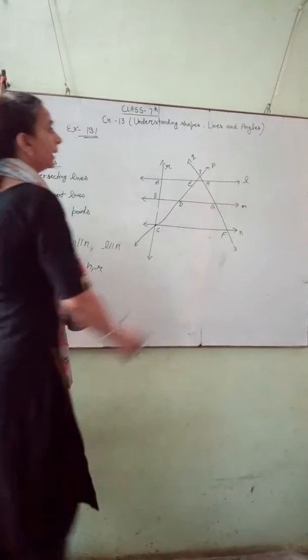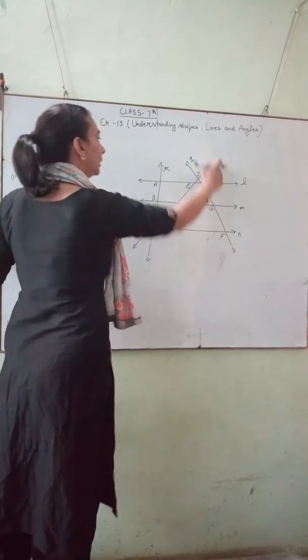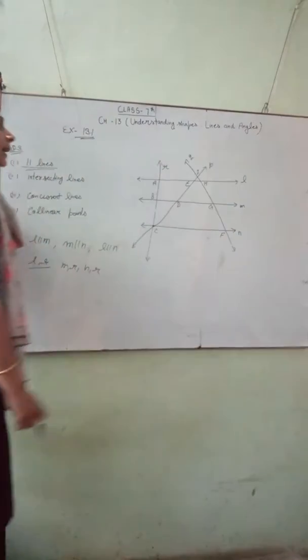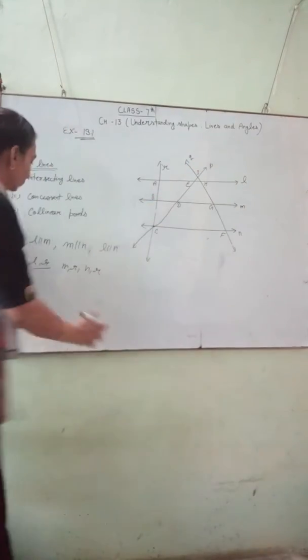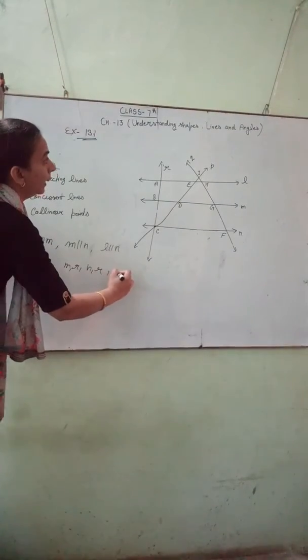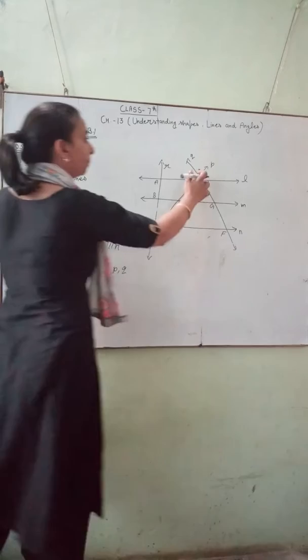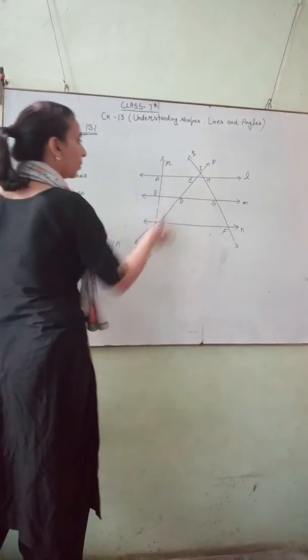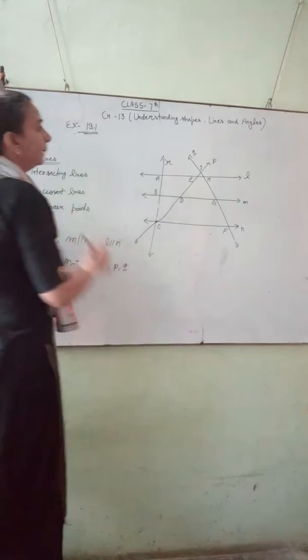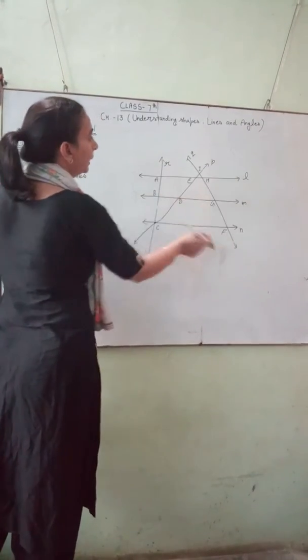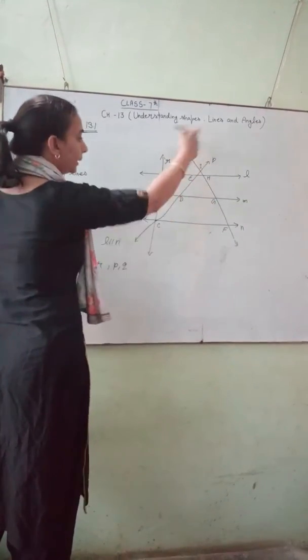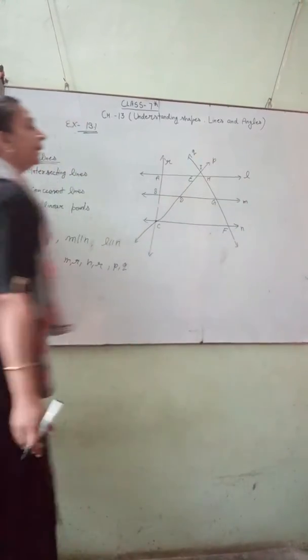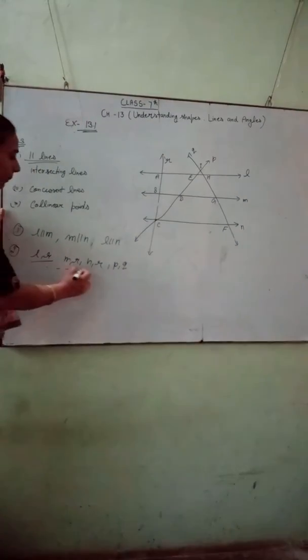Students, same as it is. Line Q and line P also intersect at a point I. Then P and Q, same PL, same PM, same PN, because they intersect each other. Same QL, QM and QN, all are intersecting lines. So there are many pairs of intersecting lines.